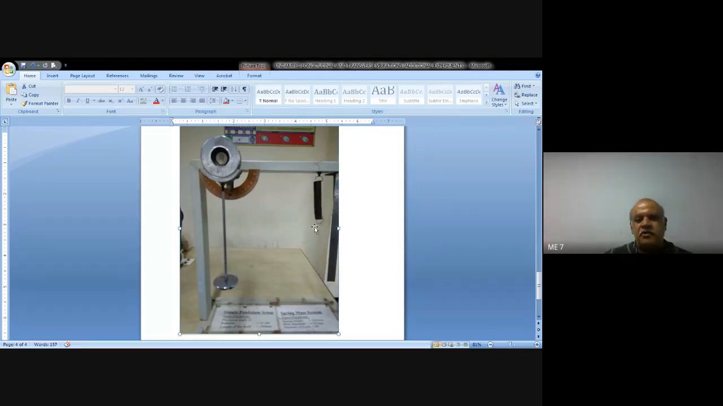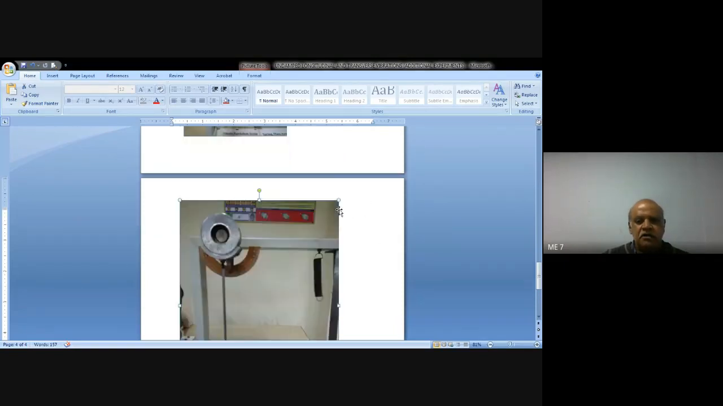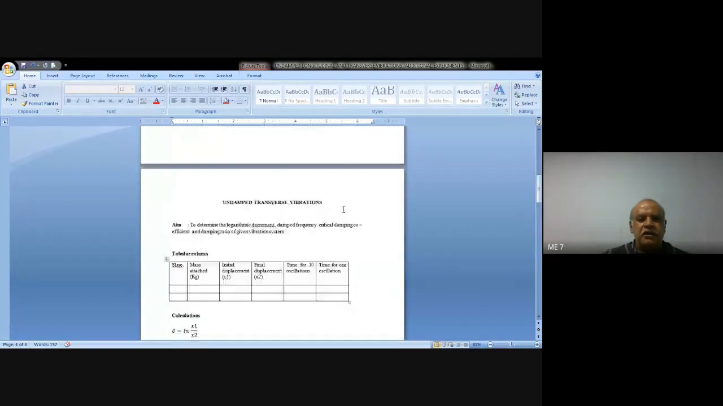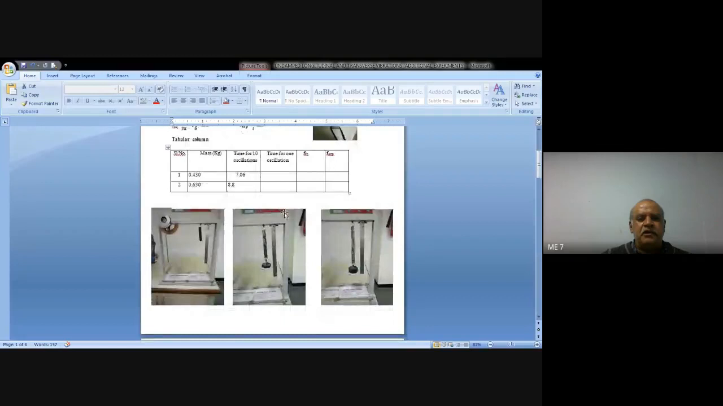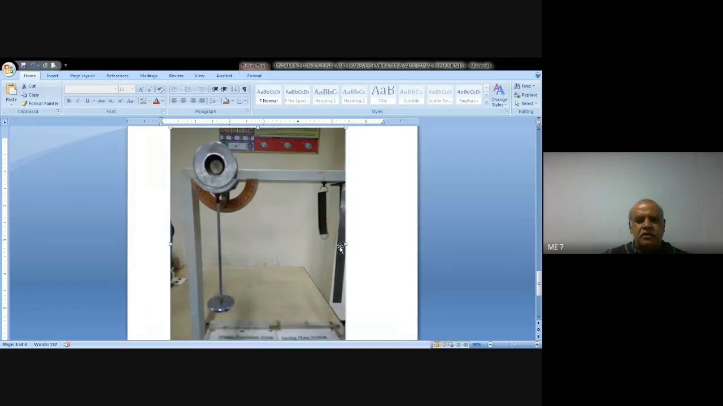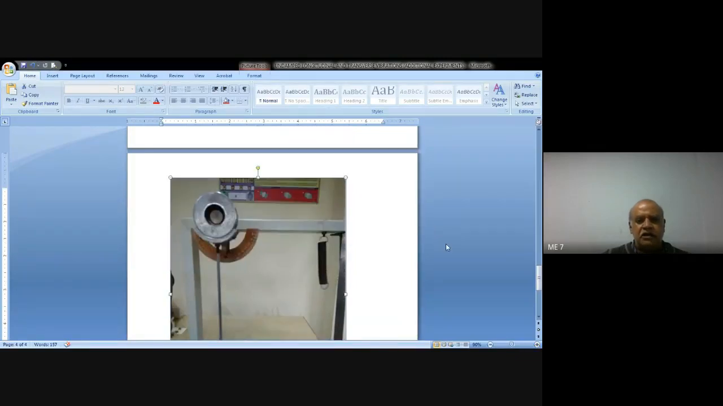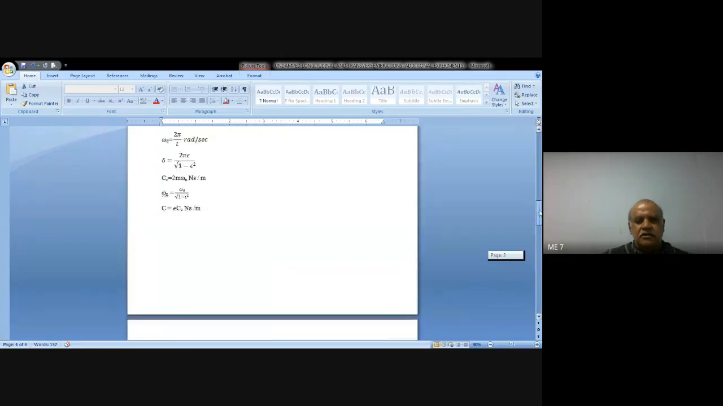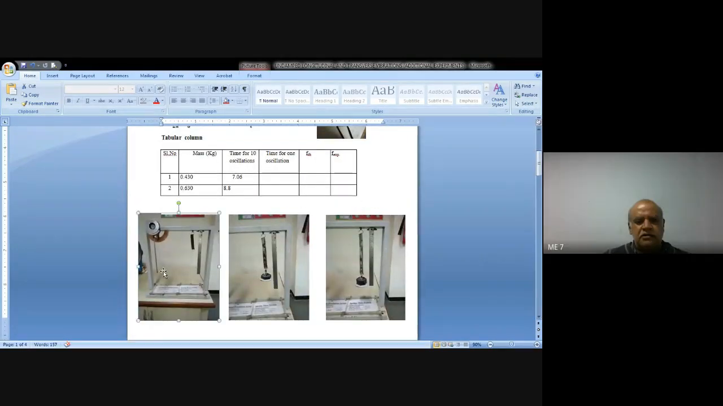Okay, so first what we are going to see is undamped longitudinal vibration. That is essentially a spring mass system. We are going to find out the theoretical frequency and compare that with the experimental frequency. Are you with me? Yes, sir. Now, if you look at this sketch, this figure, this is the figure that I have taken, correct? Yes, sir. Yeah, this is the setup.